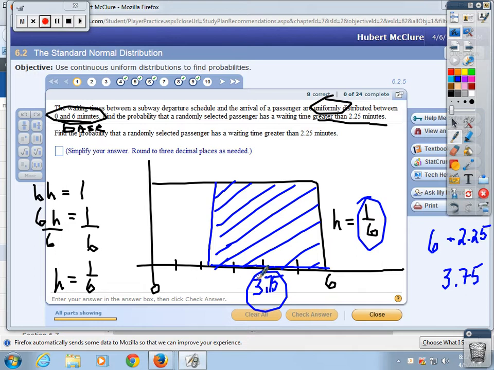And what do you get? Give me 4 decimal places. 3.75 times 1/6. What did you get? 0.625 even. Everybody get that? So your answer is 0.625, if that calculation is correct.